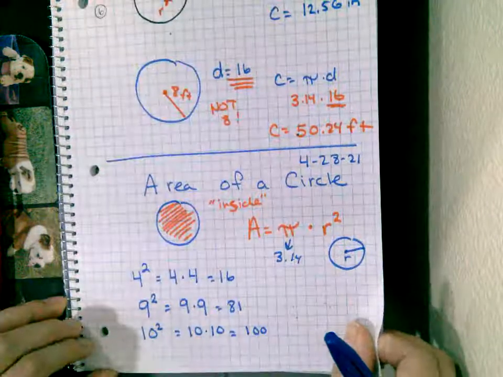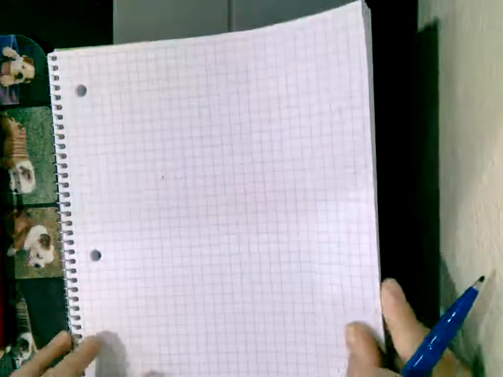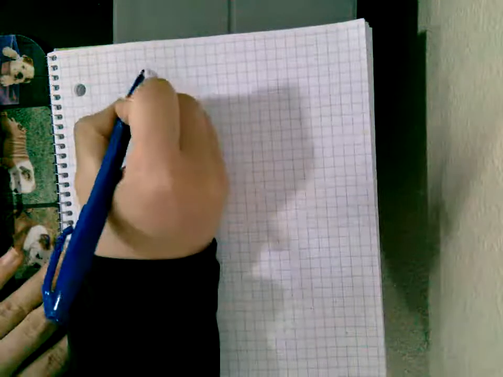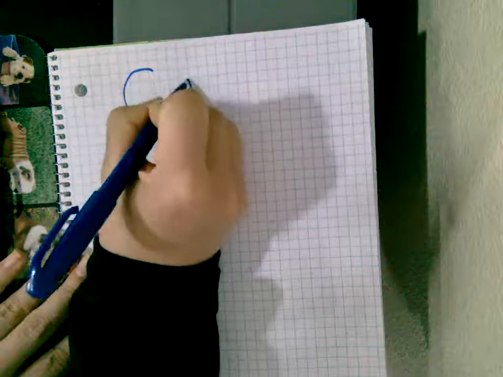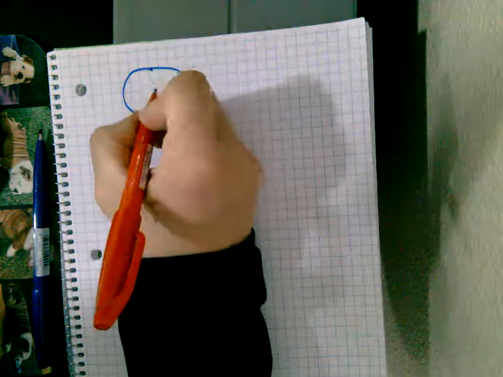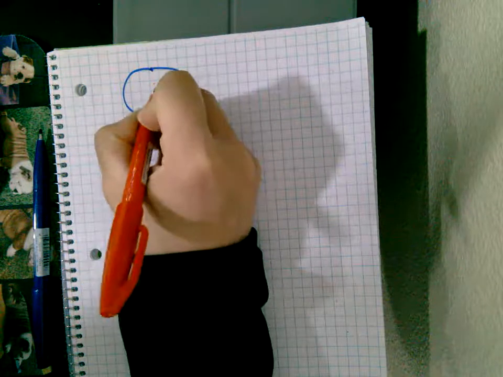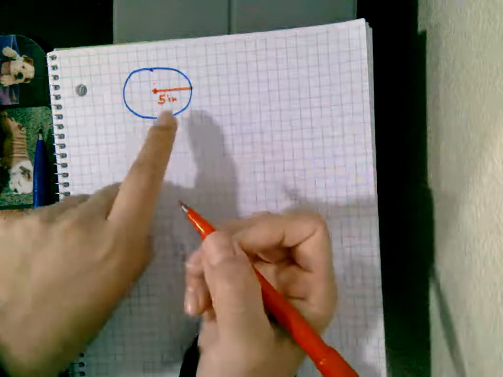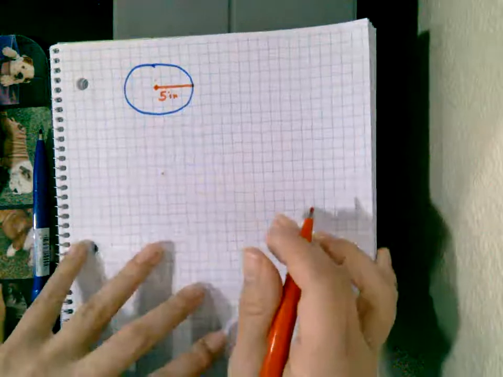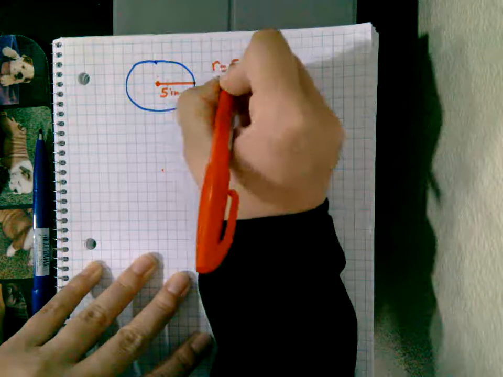All right? What does squared mean? All right. Let's do a problem. Okay, let's say our radius is 5 inches. Okay? So this part of the circle is called your radius. So our radius is 5 inches.